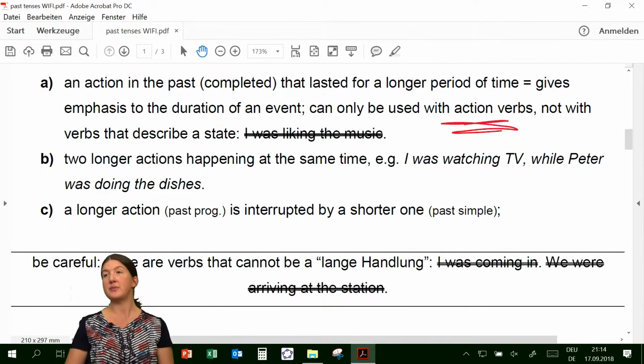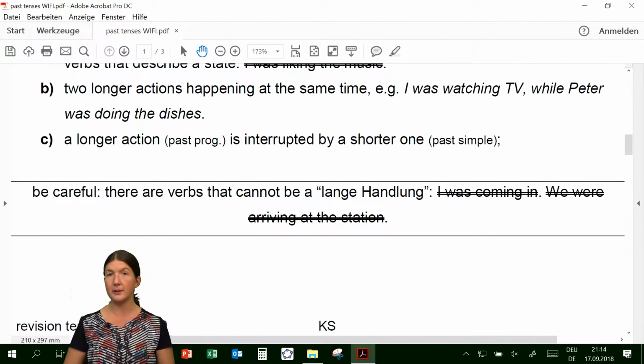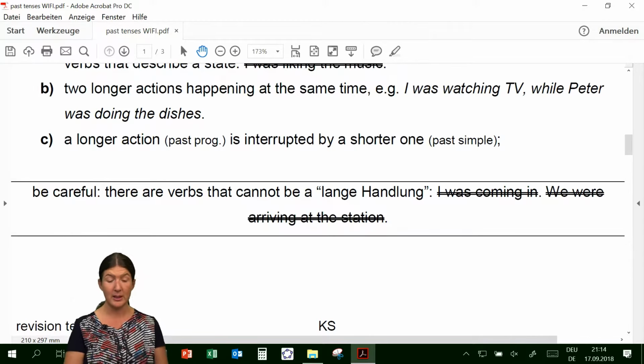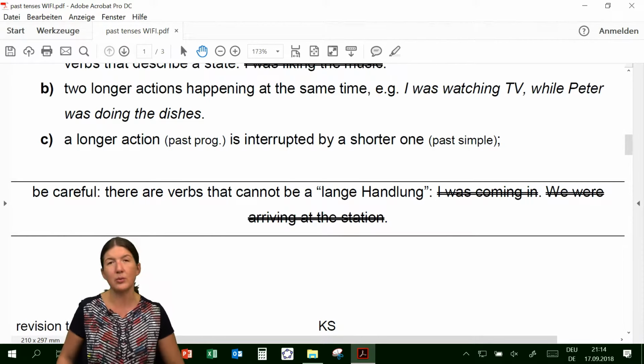There are verbs that are punctual, meaning that they have to themselves that can't be a long action because it's just not possible. To come in, for example. You cannot extend coming into the door for a longer period of time. That means that you can't really make it in ing form.